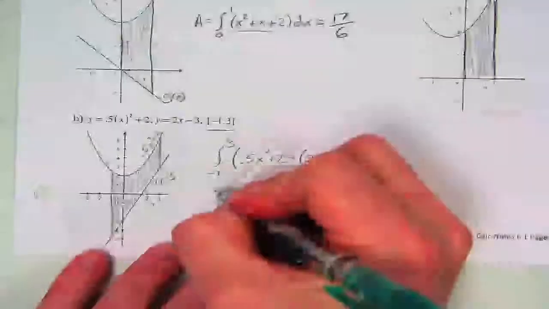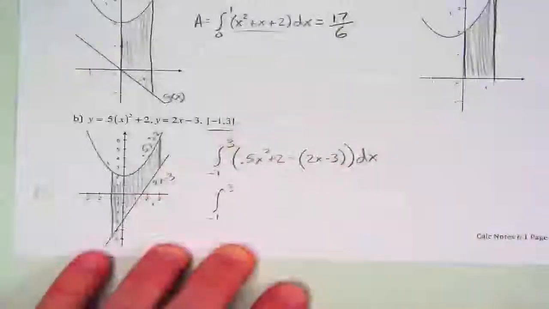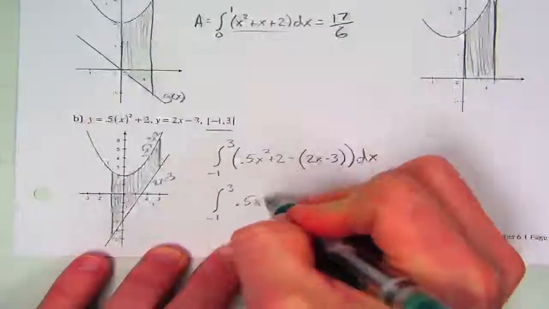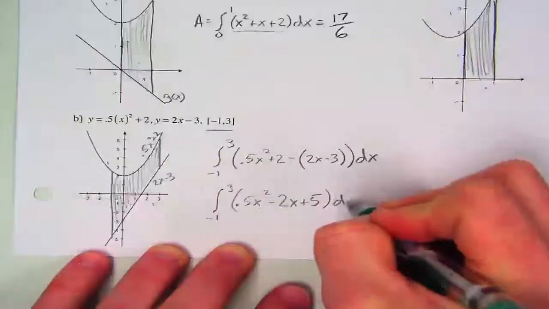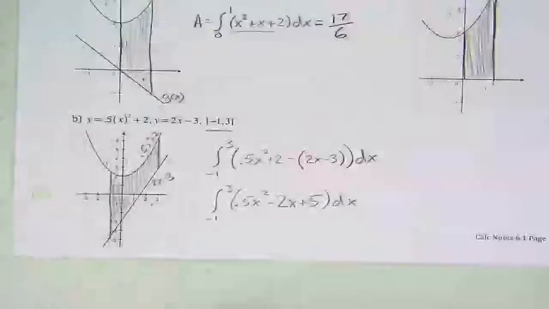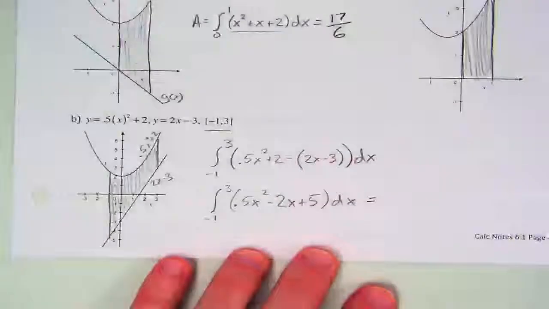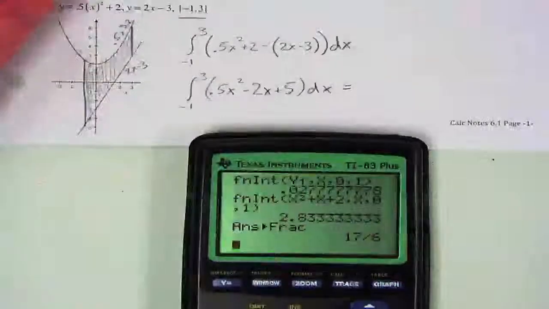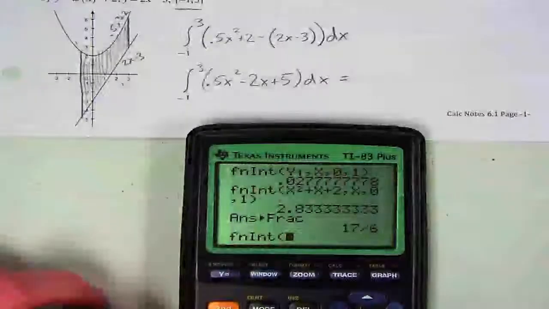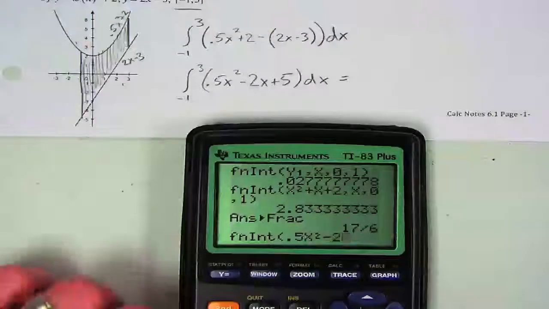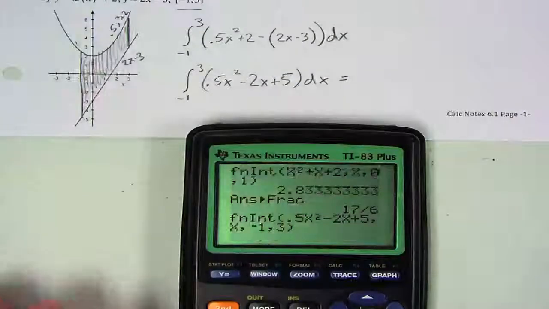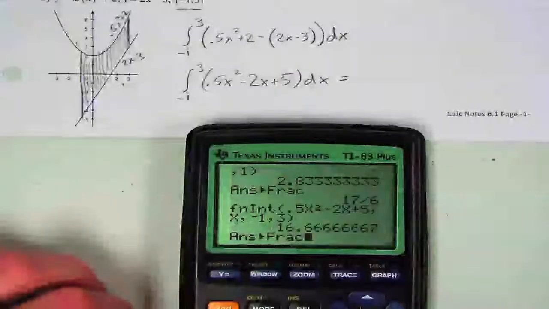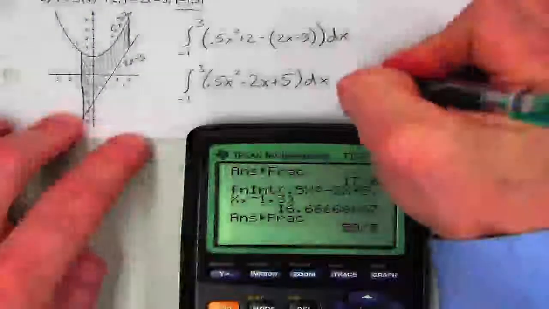If you want it nice and neat, if you're that neat, perfectionist type of person, I like to see it as one simplified function here. Okay, and just to get some more practice here: the integral of 0.5x squared minus 2x plus 5 with respect to x from -1 to 3. Okay, and we'll do a math frac: 50/3.